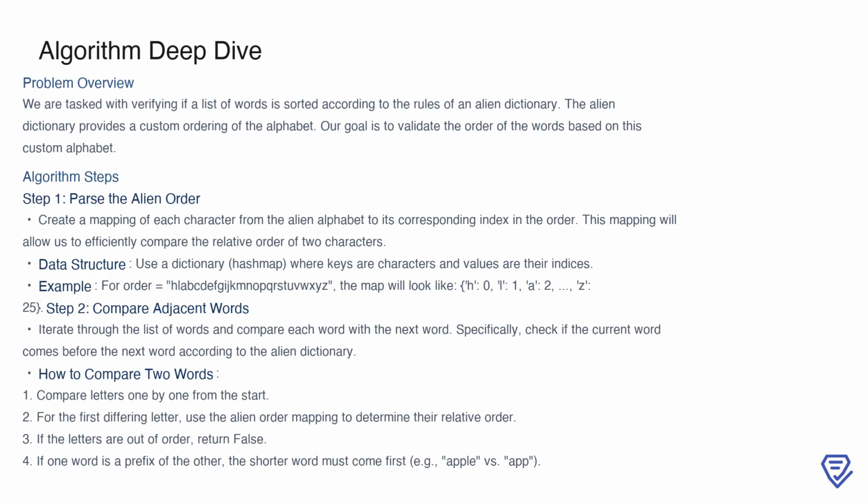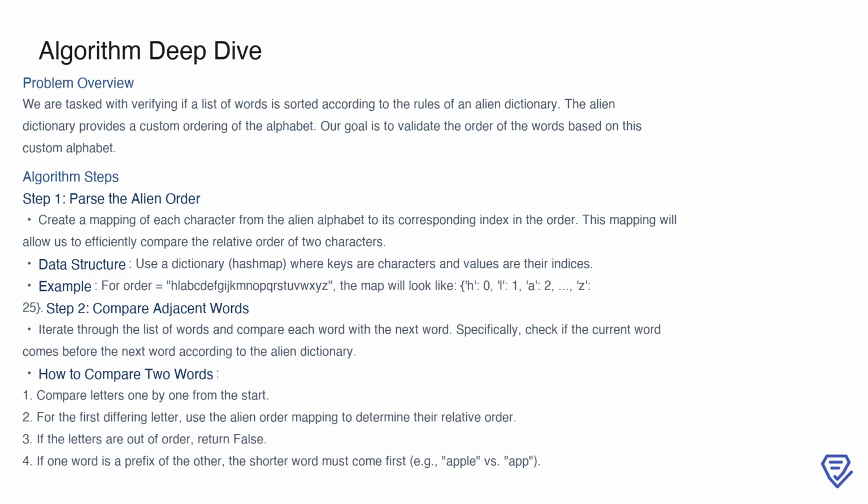To solve the problem of verifying if words are sorted according to an alien dictionary, we start by understanding the custom order provided. The alien dictionary gives us a unique sequence for the alphabet, and our goal is to ensure the list of words follows this sequence.